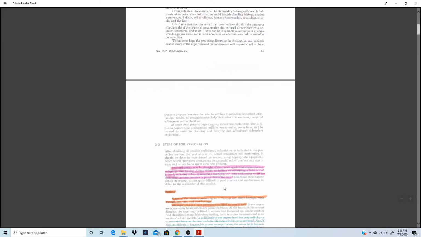All right, so steps to doing that. There's going to be 3 ways that we're going to do it. Soils exploration can be thought of as consisting of 3 steps. We can bore, we can sample, and we can test. Boring refers to drilling or advancing a hole in the ground. Sampling refers to removing the soil from the hole, and testing refers to determining characteristics.